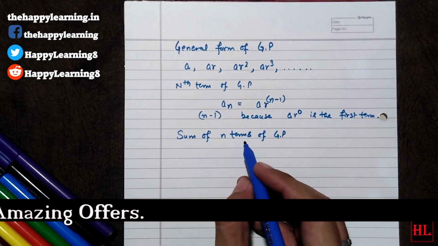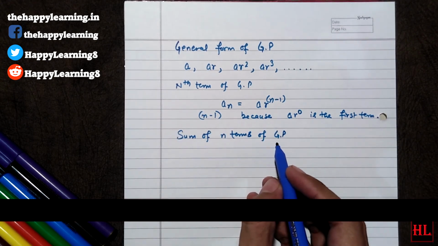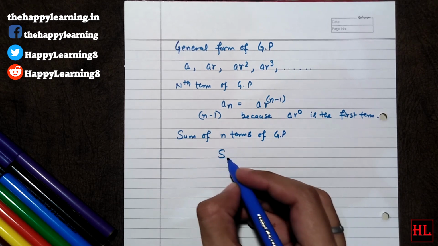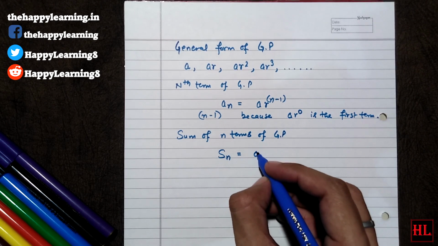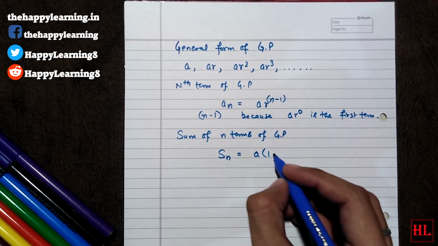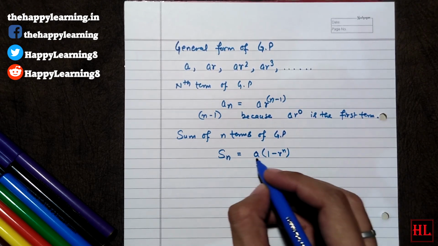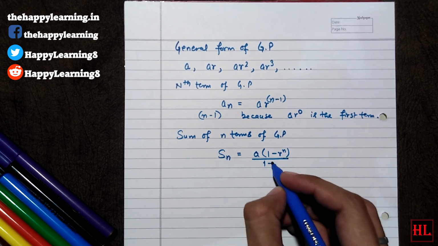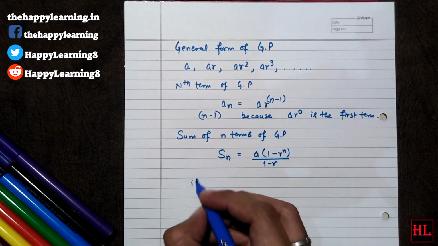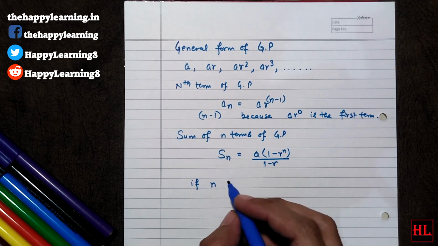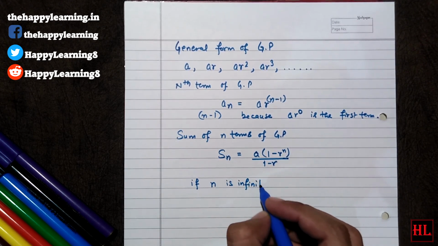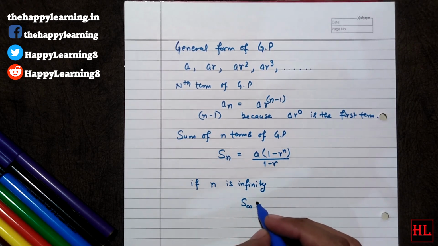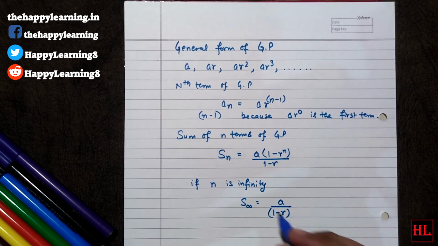Now let's move on to sum of n terms of a GP. Sum of n terms is denoted by symbol Sn and the formula for sum of n terms is A multiplied by 1 minus R raised to power n divided by 1 minus R. And there can be a case where the number of terms are infinite, that is n is infinity. In that case sum of infinite terms would be A divided by 1 minus R.